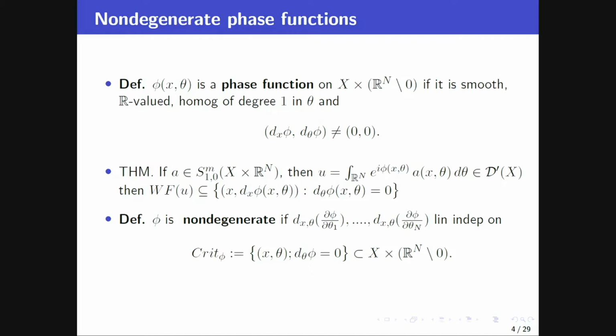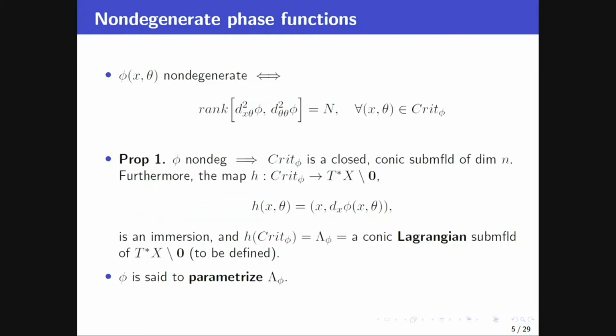So this was a condition of first order for the derivative. Let's add a second order condition. We go further here. We make φ non-degenerate. So we look at the critical set where d_θφ equal to 0. And we consider all these derivatives with respect to θ and their gradients. If they are linearly independent, then φ is non-degenerate. So we add something on the phase function. And this will help us for the following.